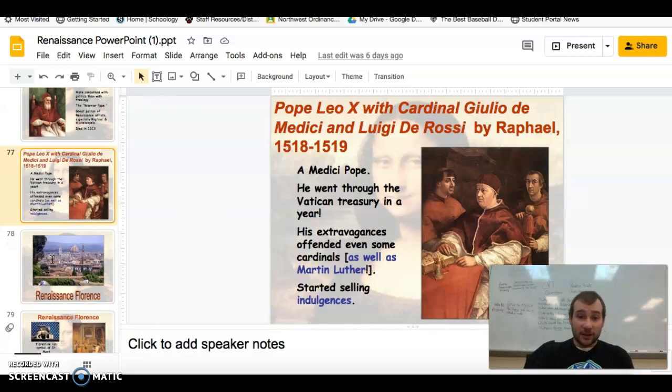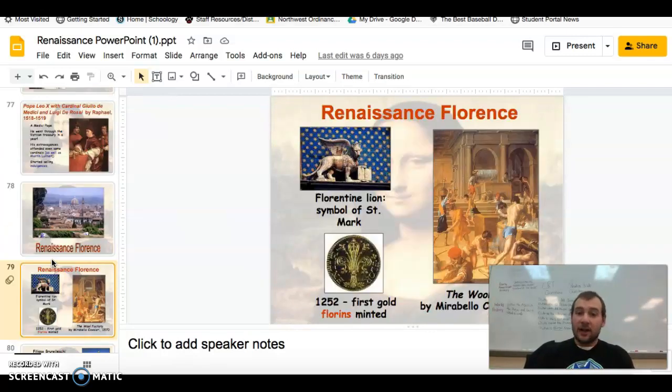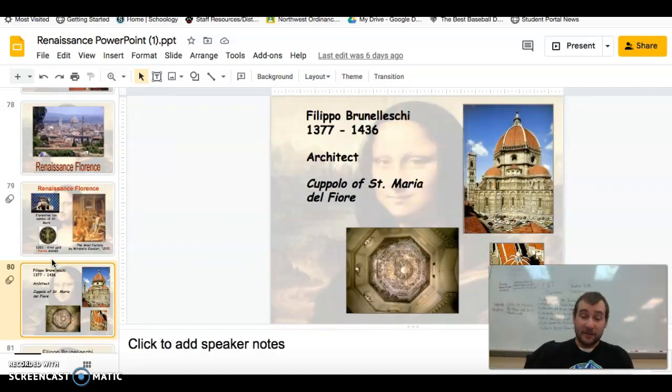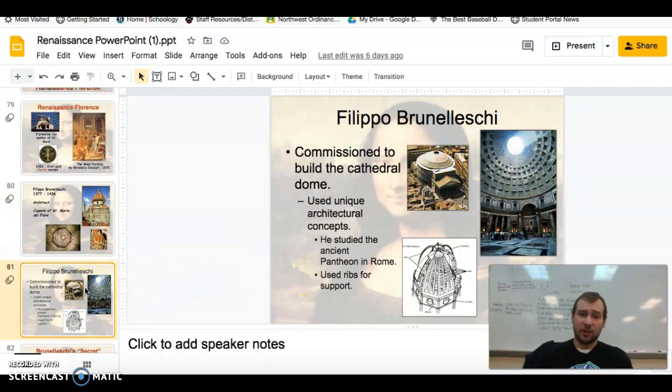All right, let's start looking at some of these Renaissance artists still. Renaissance Florence, we're not going to worry about them. Our first guy, the most famous architect from this time period, is Felipe Brunelleschi. We saw him in our video, the most famous architect of this time. Obviously, he is famous for the dome of St. Maria dei Fiori. Commissioned to build the cathedral dome, and so he's known for the dome. Okay, we just want to know Brunelleschi, the dome.